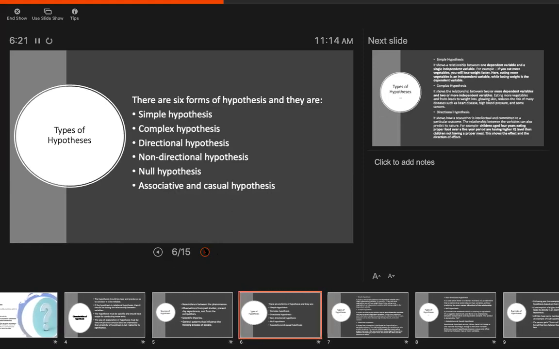Now there are actually 6 types of hypothesis. A simple hypothesis, complex hypothesis, a directional hypothesis, a non-directional hypothesis, null hypothesis, and associative and causal hypothesis. We will discuss these in detail in the coming slides.